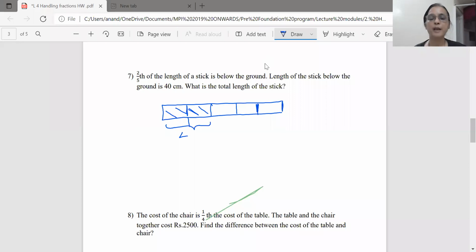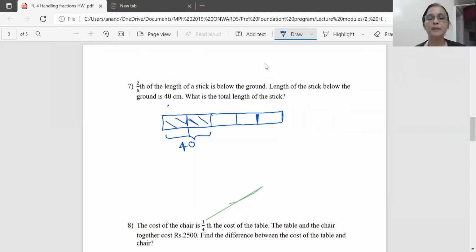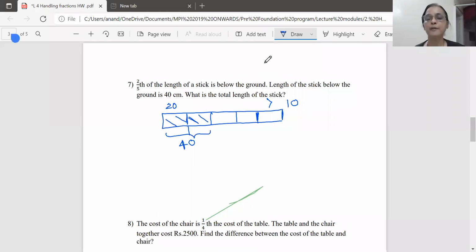2 parts is 40, 1 part will be 20. And if 1 part is 20, 5 parts will be 100. Okay. So, this is our train method.